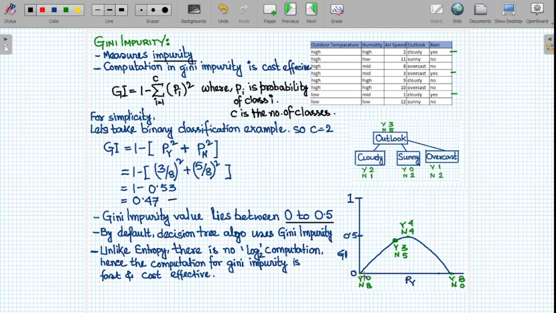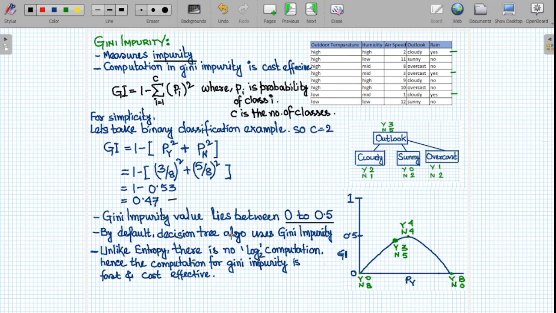Probability of yes is 0 when the number of yes are 0 and the number of no's are 8. Similarly, probability of yes will be 1 when all the samples have yes value. If we plot Gini impurity, the curve will be something like this. When the number of yes are 4 and number of no's are 4 among 8 total samples, the value of Gini impurity will be 0.5. Hence, this is the highest value of Gini impurity.